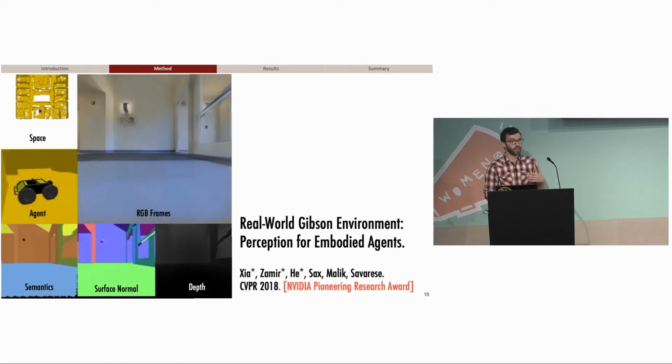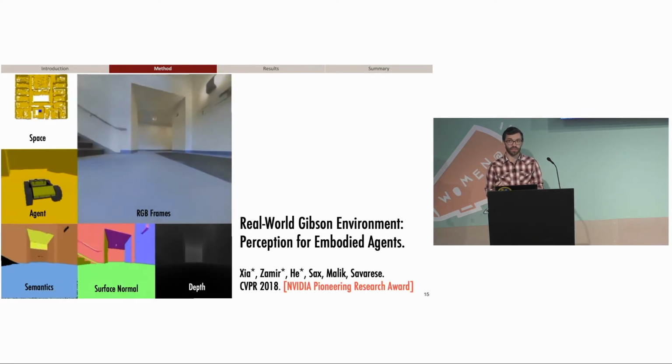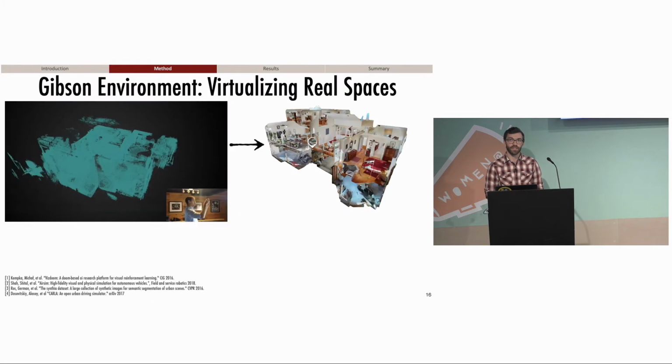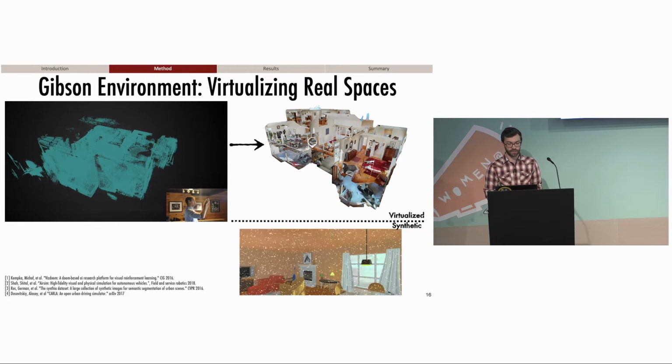We implemented this in a bunch of environments, including one called Gibson, which virtualizes real buildings. It has scans of 572 real buildings reconstructed with the images attached. So the agents learn from data that's grounded in the real world, and this is in contrast to using a synthetic simulator, which just visually looks quite different.